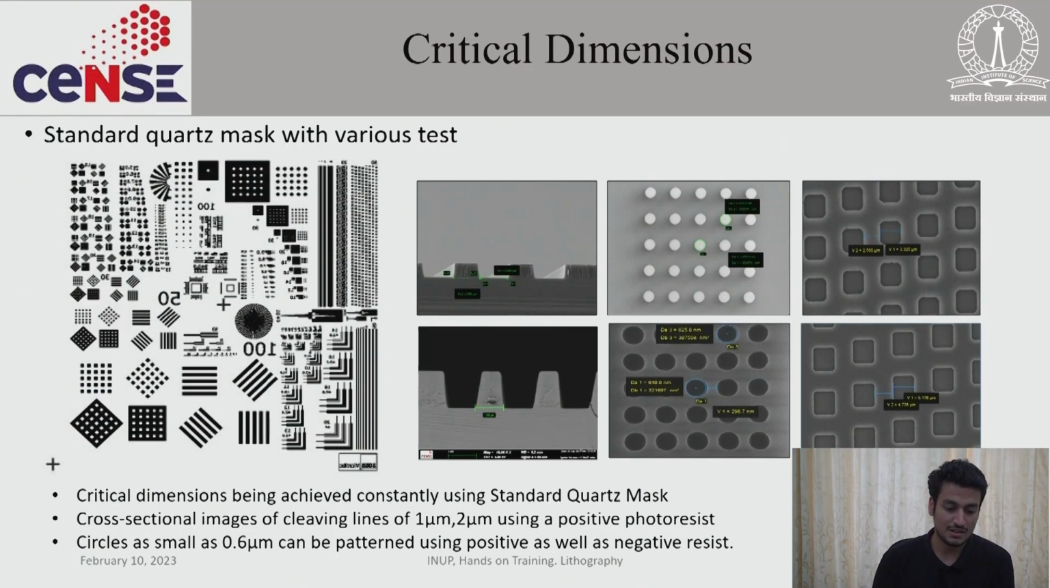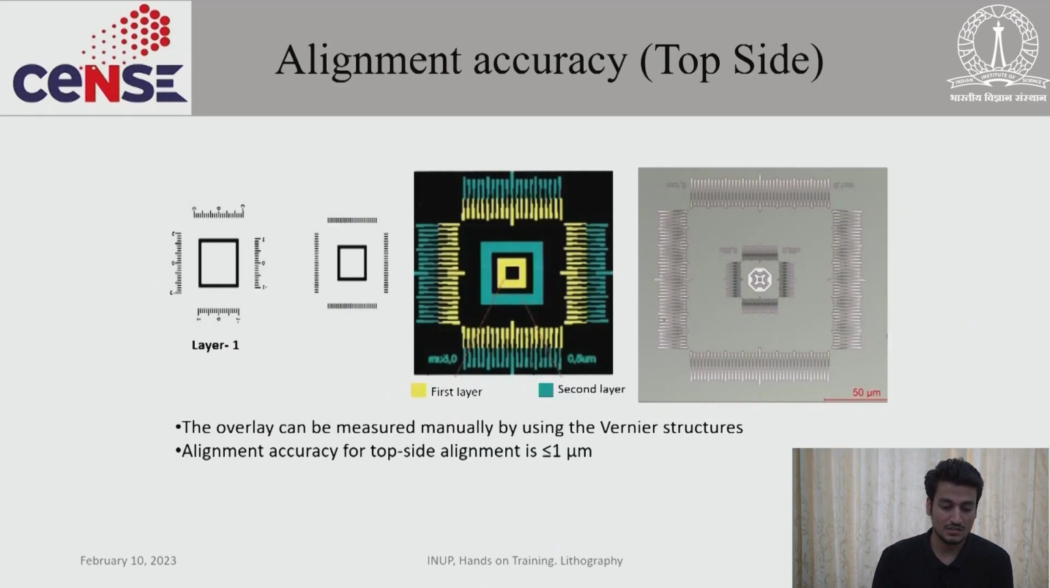So also we have a standard quartz mask. By using this standard quartz mask, we are able to achieve 1 micron and 2 micrometer features over the resist, and whatever the smallest feature, like 0.6 micrometer, can be patterned by using a positive as well as the negative resist, so that will come into the DUV process. And this is the top side alignment accuracy in the MJB4 tool. So it's almost equal to 1 micrometer.